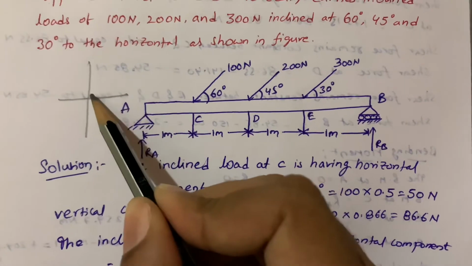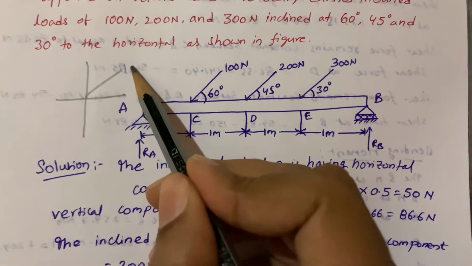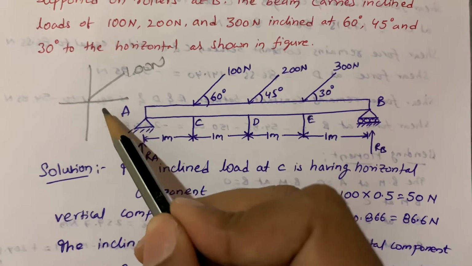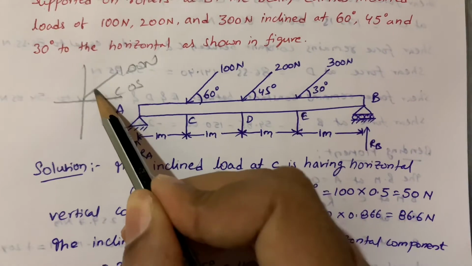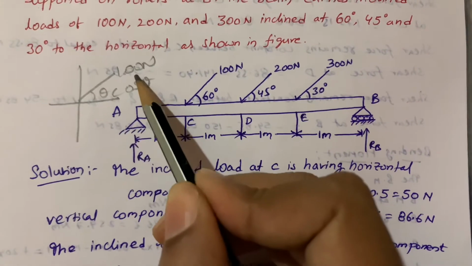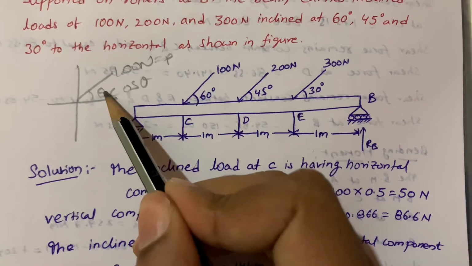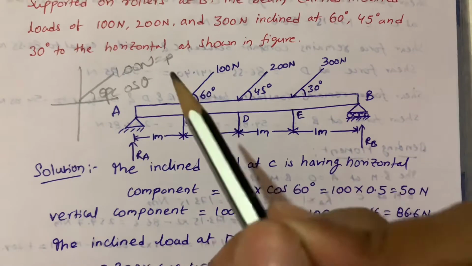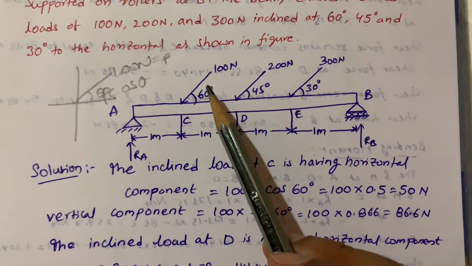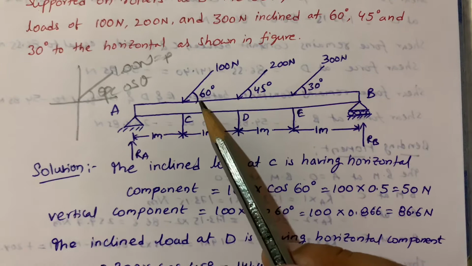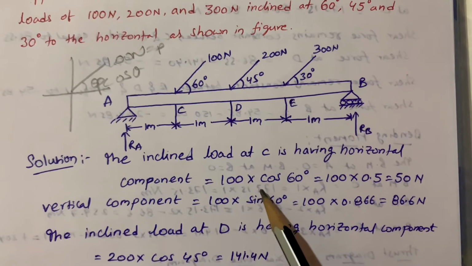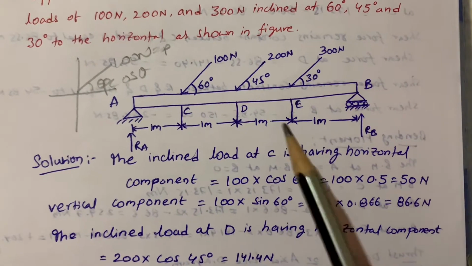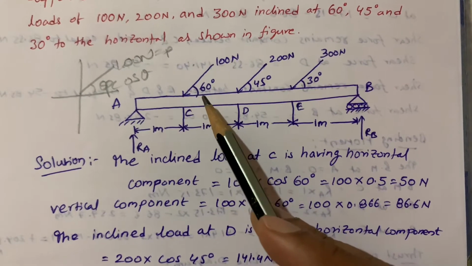If suppose this is our axis and this is the inclined load 100 newtons, if we resolve this in a horizontal direction, we represent this as cos. If suppose this is theta, it is cos theta. If this is P, it is P cos theta, like that we represent. So here our load is 100 cos 60. I resolve this force in the x-axis, nothing but a horizontal direction. 100 into cos 60, cos 60 is 0.5. I got 50 newtons. So now this inclined load I resolved as a horizontal component.